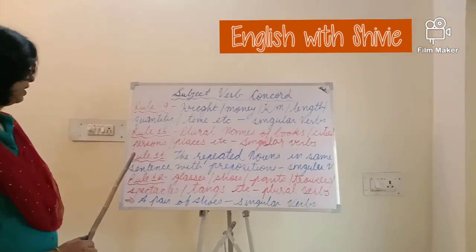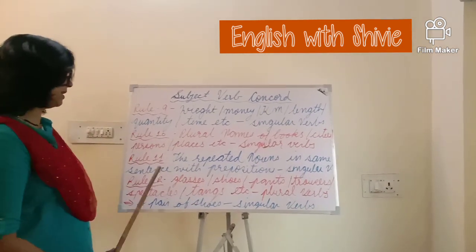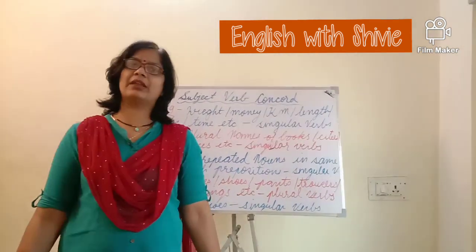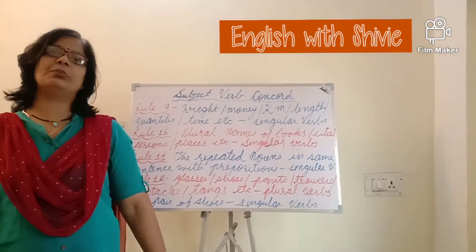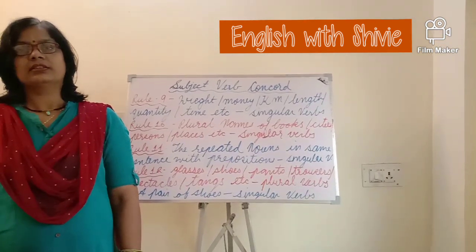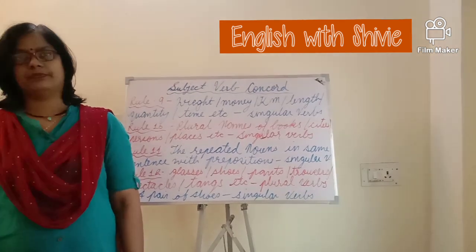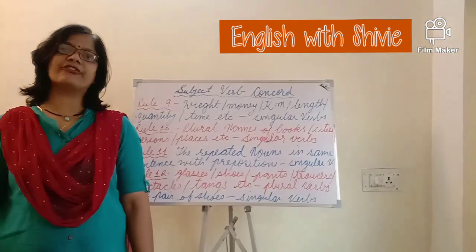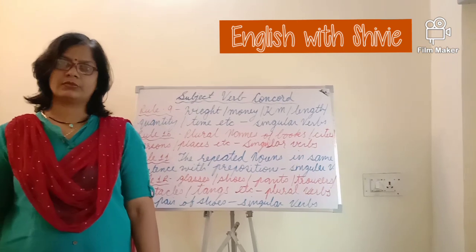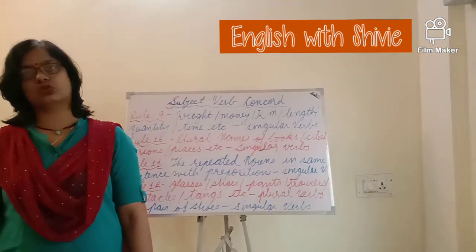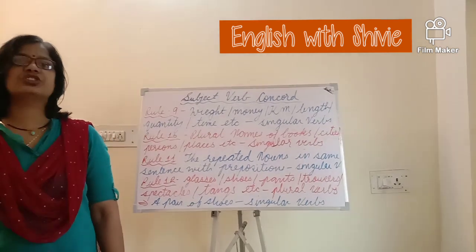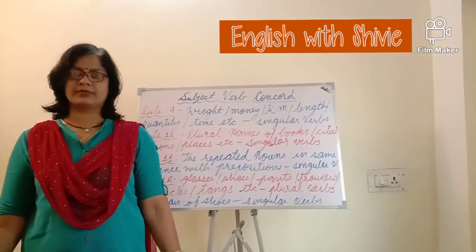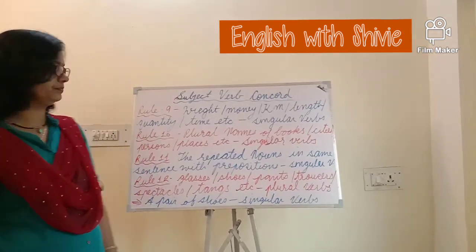The next is rule 11. The repeated nouns in the same sentence with prepositions. It means if the sentence has two of the same nouns, and these two nouns are written in the sentence with a preposition, then only we will write the singular verb. Like, ship after ship was sailed by. City after city is destroyed. It means city and city, ship and ship, both the same nouns are used here, but a preposition is used between these two words. So the singular verb was used.